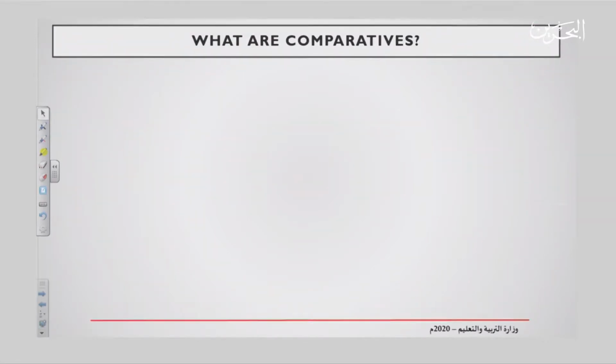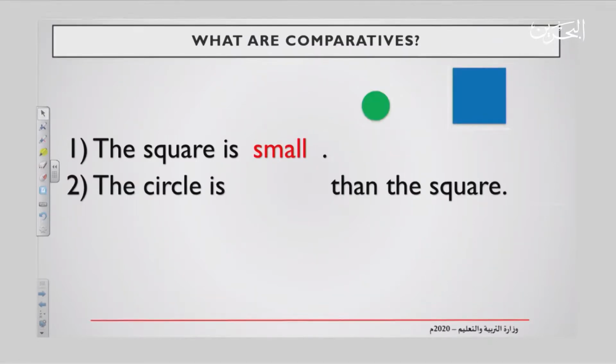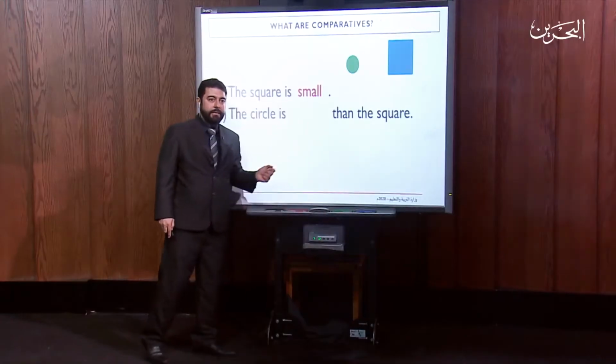So, what are comparatives? Look at the square we have. Number 1, the square is, and you have to use an adjective to describe that square. We have small. Number 2, look at the circle. The circle is than the square. We would like to compare both shapes, the square and the circle.